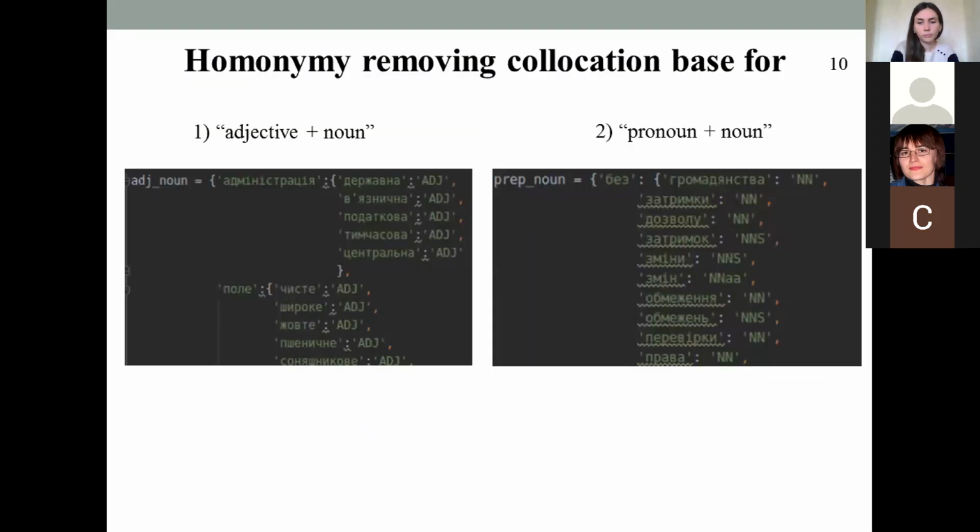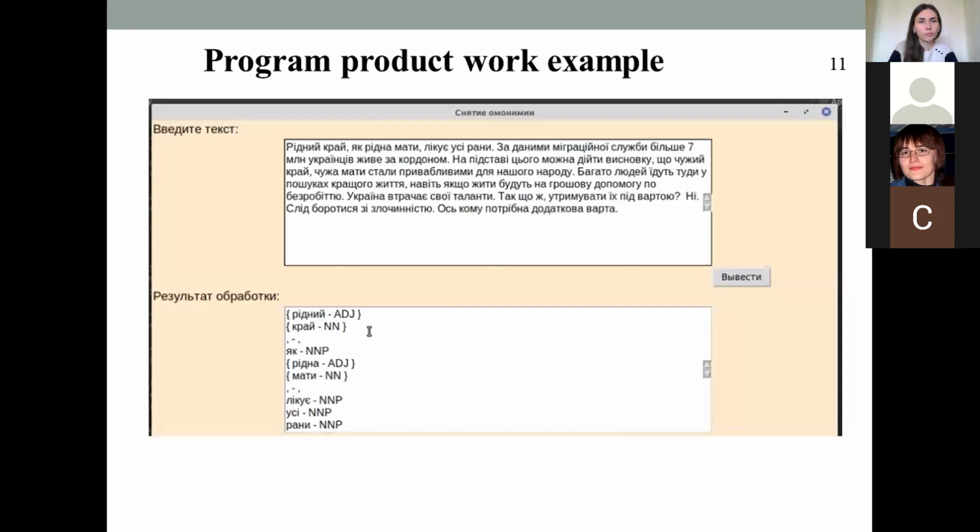This slide demonstrates in which way the collocation bases for each particular type were created. There are pairs of words with already marked correct tags. The total amount of collocations is 821 constructions. There is an example of work. As shown in the presentation, the pairs of words, the part of speech of which was changed, are surrounded by curly braces.